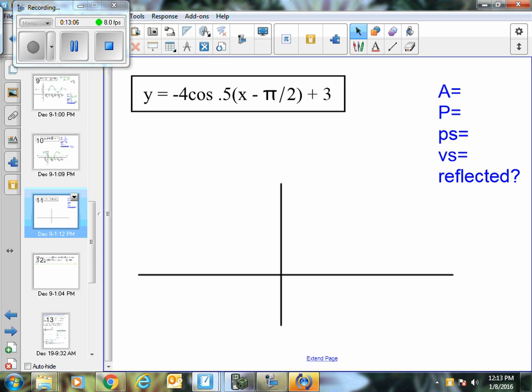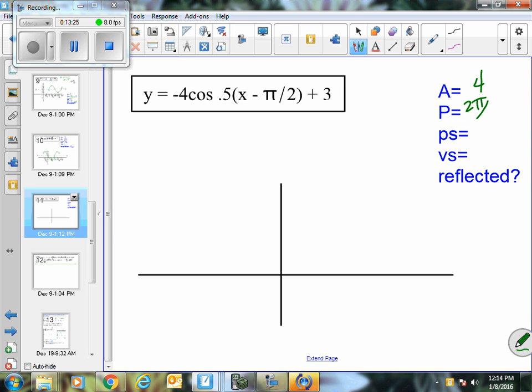This is kind of the big kahuna. This is pretty much everything that can happen when you do this. So let's go ahead and see what we can do for our labels here. Go ahead and pause the video and then see what you get for amplitude, period, and everything down the list, then check in. All right, so amplitude's 4.